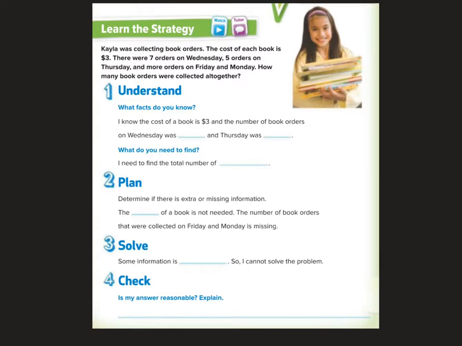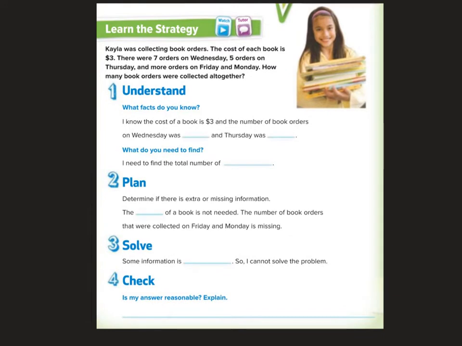I know the cost of a book is $3. When my brain was reading this, I was like, okay, I've got to multiply something. But do we even care? Does it ask how much money was made? And we don't even know how many books were ordered. So I don't think we need this information. On Wednesday, it was 7, and on Thursday there were 5 book orders. Okay, I need to find the total number of orders, not books. Total number of book orders, if you want to be more specific.